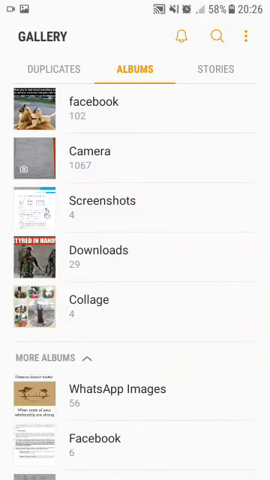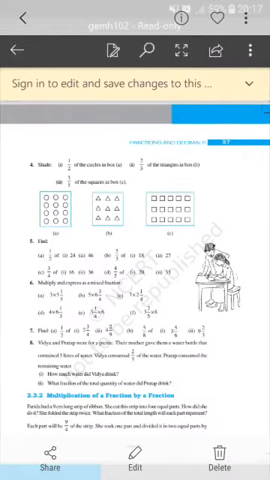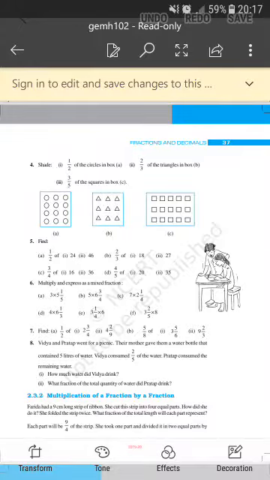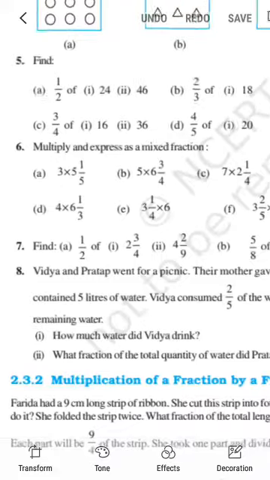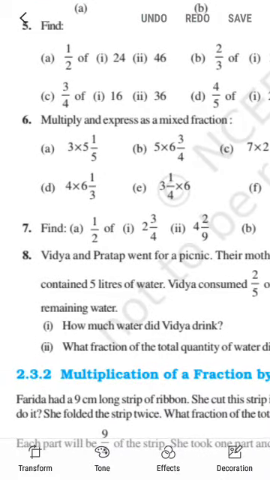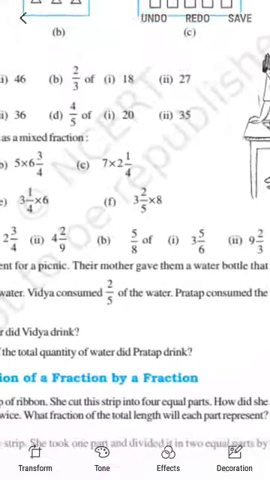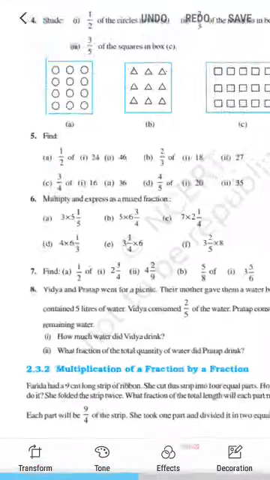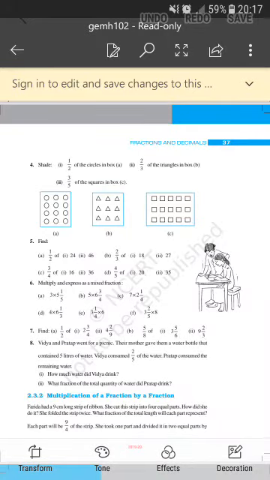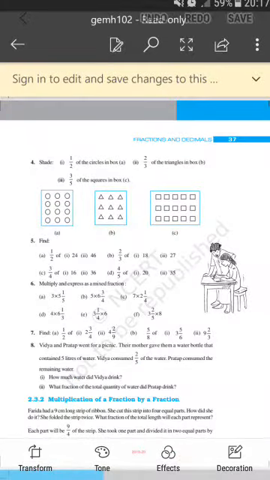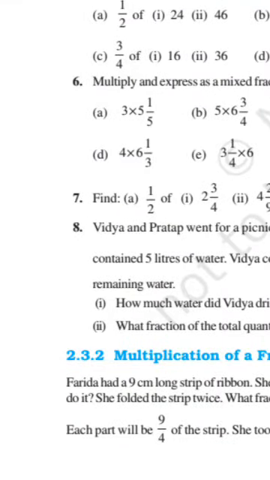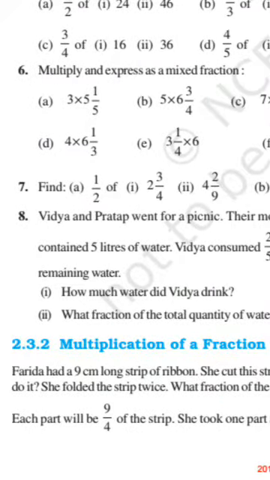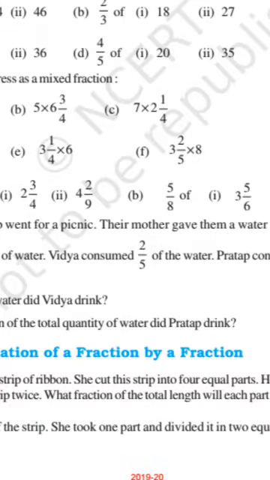See here, question number 8. First go through the question, what the question says. Question number 8 of exercise 2.2. Vidya and Pratap went for a picnic. Their mother gave them a water bottle that contained 5 liters of water. Vidya consumed 2 by 5 of the water and Pratap consumed the remaining water. First part is how much water did Vidya drink? And second part is what fraction of the total quantity of the water did Pratap drink?